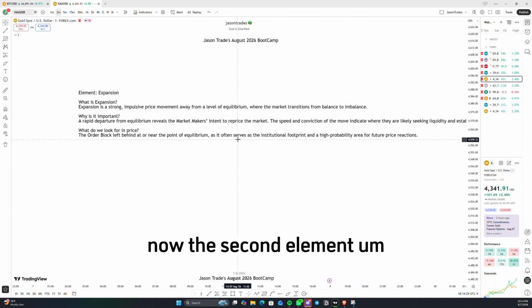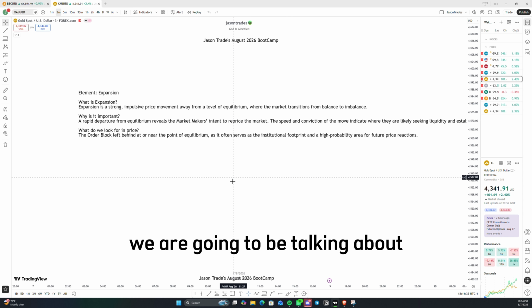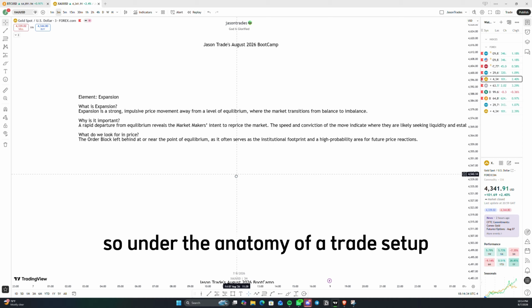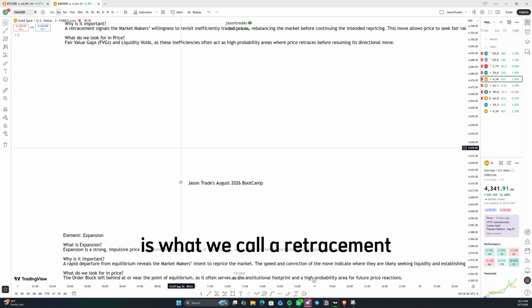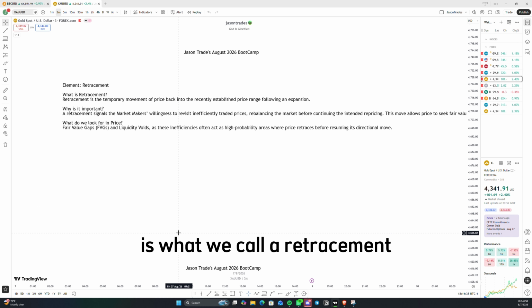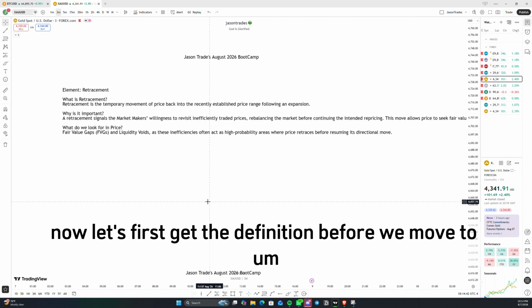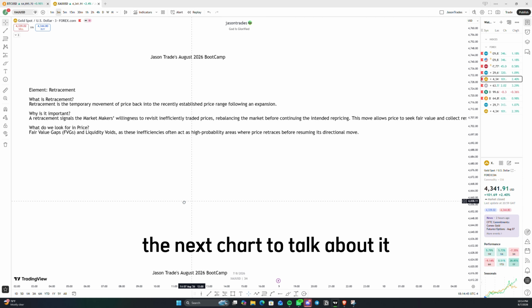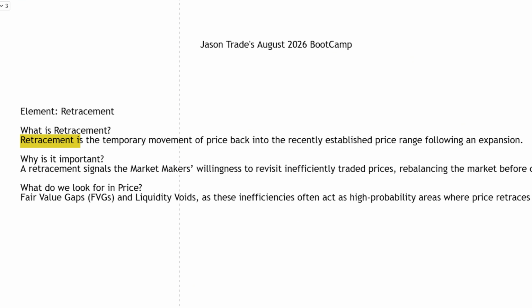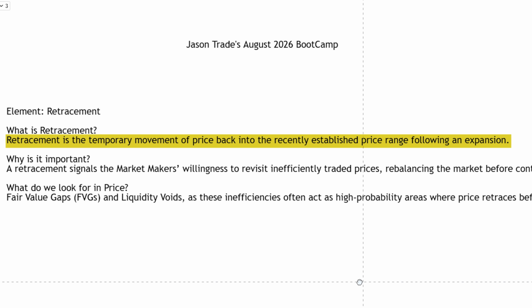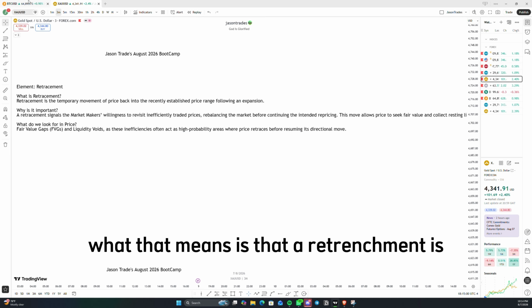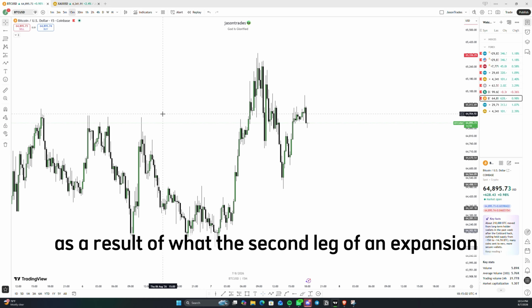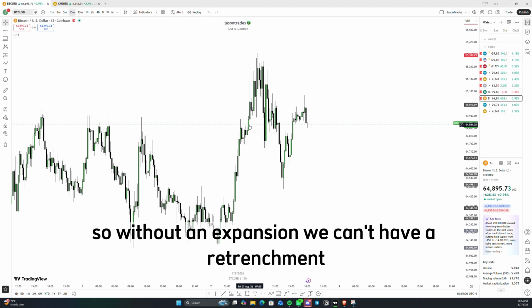Now the second element we are going to be talking about, under the anatomy of a trade setup, is what we call a retracement. Let's first get a definition. A retracement is a temporary movement of price back into the recently established price range following an expansion. What that means is that a retracement is a result of the second leg of an expansion. So without an expansion, we can't have a retracement.